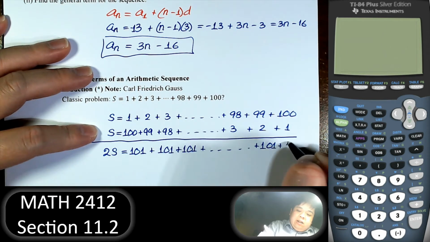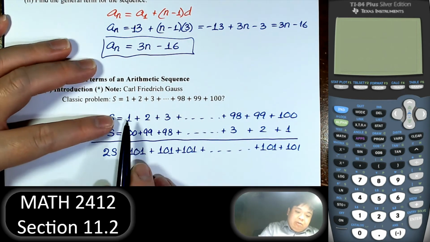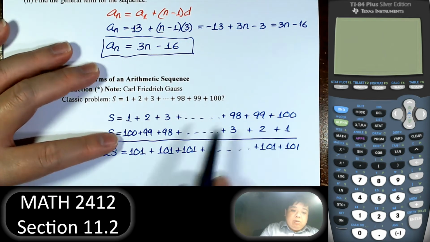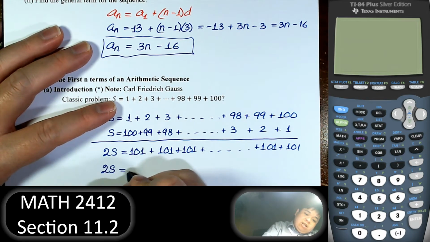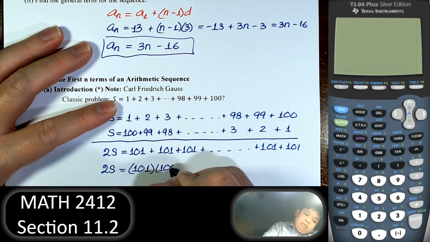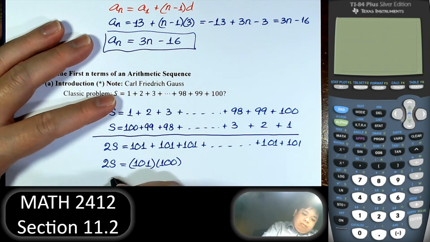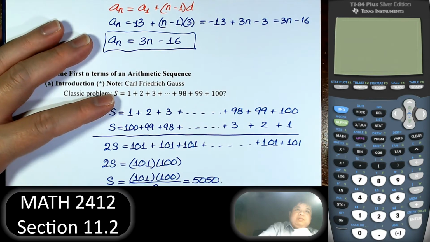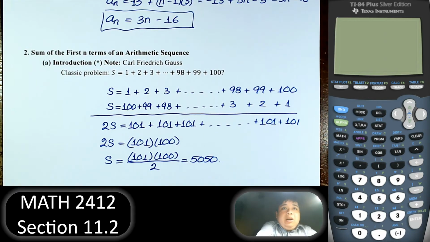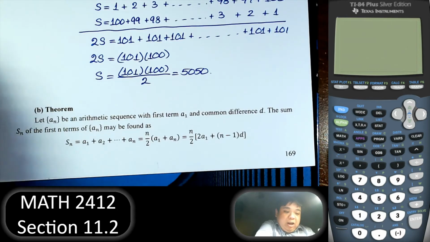And obviously, how many numbers do we have from 1 to 100? There are 100 of them, and there are 100 of the 101. So we have 2 times S is equal to 101 times 100, and divide by 2. So S equals 101 times 100 divided by 2, which is 5050. Right. So that is the motivation for that.